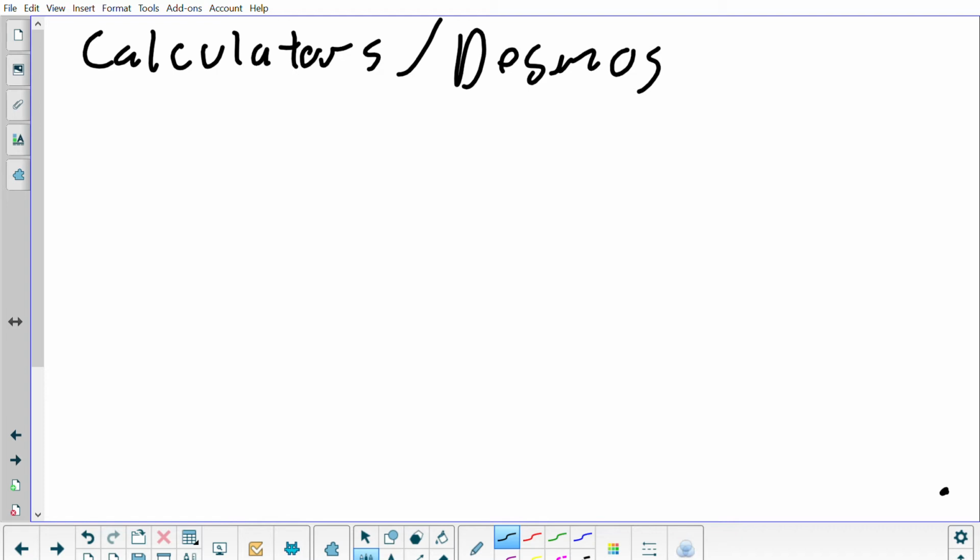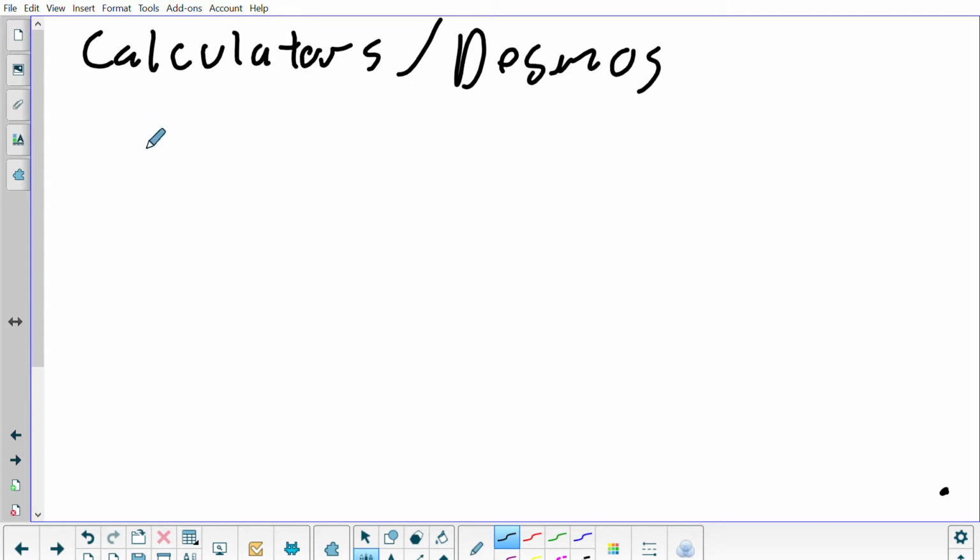Hey guys, we're going to talk about how to graph polynomials, but before we do that, the question that you're going to ask me immediately is, why can't I just plug this into my calculator? Why can't I just plug this into Desmos and have it give me the graph? You're right, we totally can.